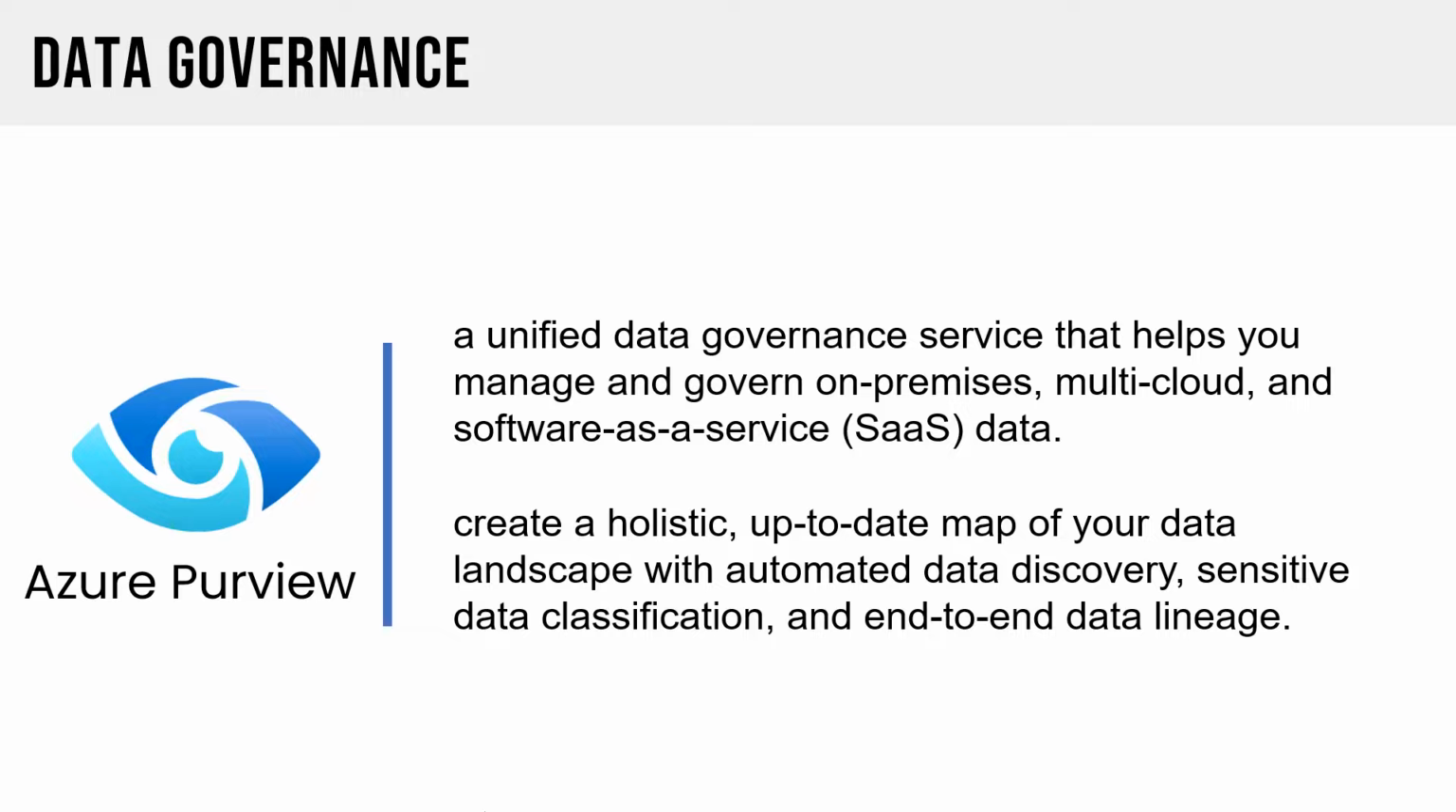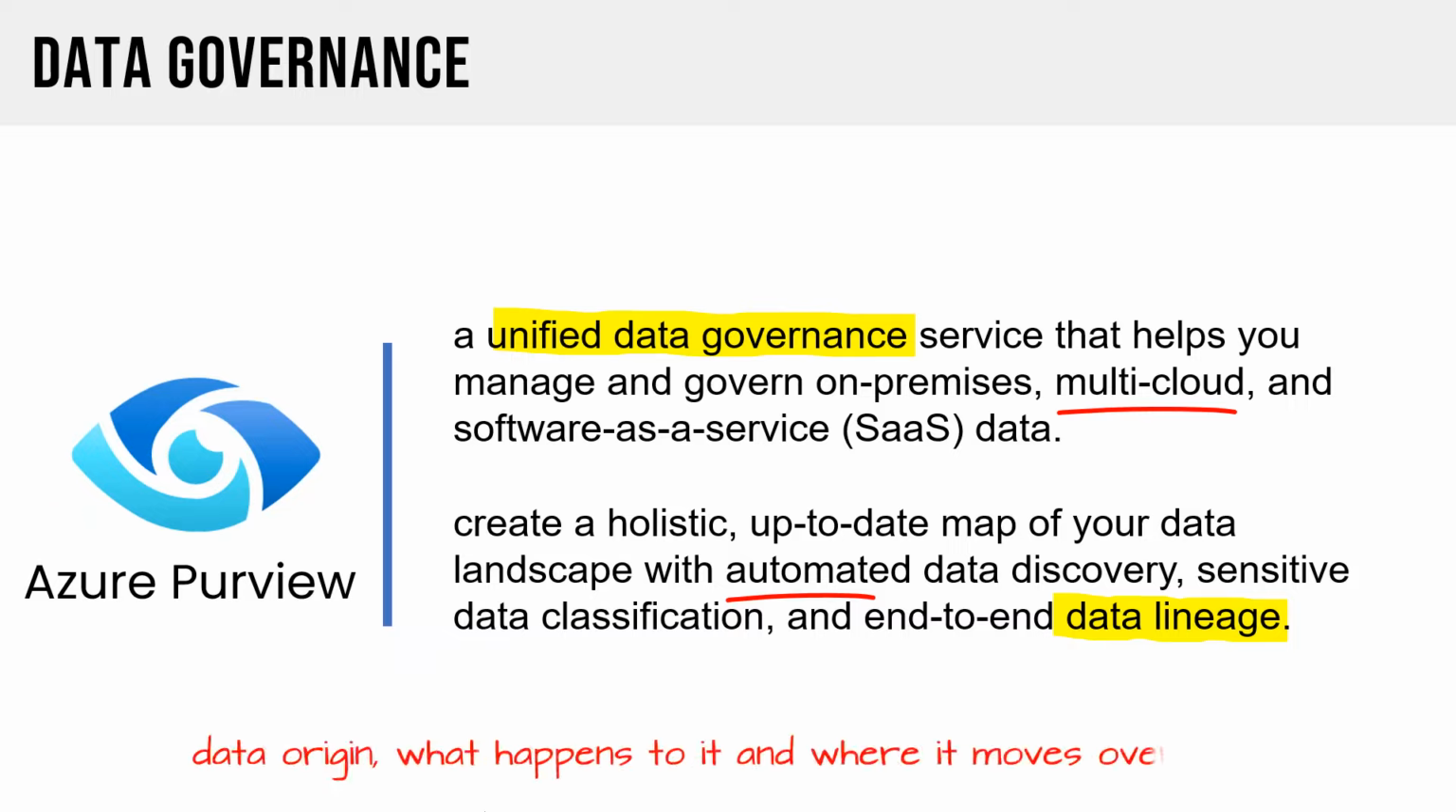So if I were memorizing this for the exam, knowing that it may not come up, but at some point in the future, depending on when you take the exam, it well might, the key phrase here is unified data governance, multi-cloud, automated, and data lineage. And you might ask, what the heck is data lineage? Well, that really speaks to establishing the origin of the data, what happens to it, and where it moves over time. So think of it as the timeline of the data.